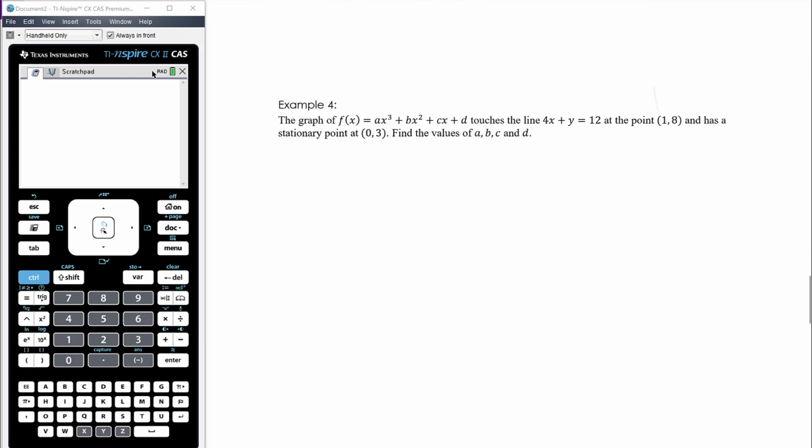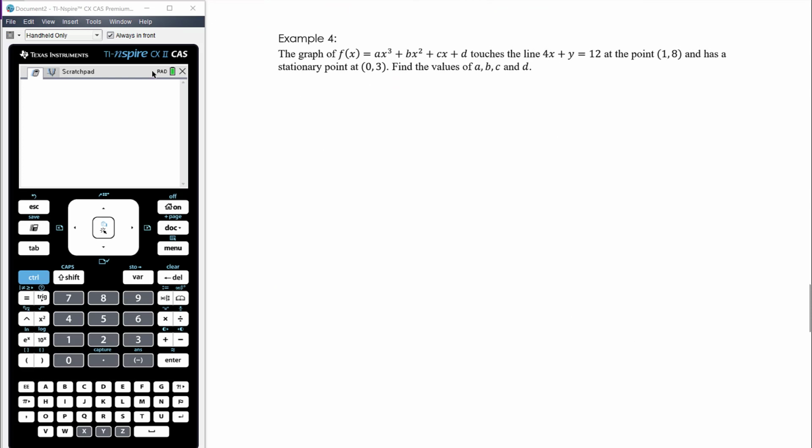Okay, example 4. The graph of this generic cubic function, ax cubed plus bx squared plus cx plus d, touches the line 4x plus y equals 12 at the point (1, 8), and has a stationary point at (0, 3). Find the values of a, b, c, and d. With 4 unknowns, we're going to need 4 pieces of information. So we need to interpret and work out what these 4 bits of information are in this case.